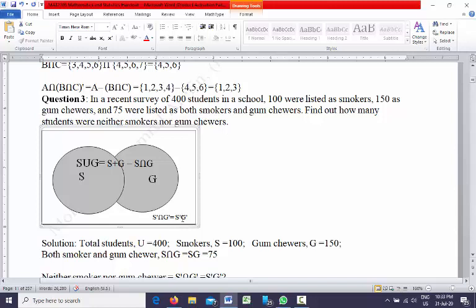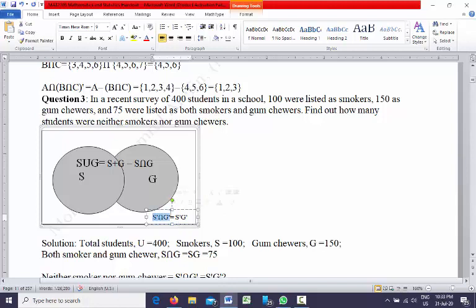That means they don't smoke. S prime means they don't smoke. At the same time, G prime means they don't chew gums. So S prime G prime means they don't smoke and at the same time, they don't chew gums. So that means S prime G prime is the white portion.